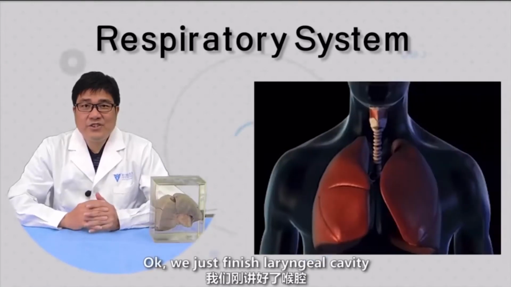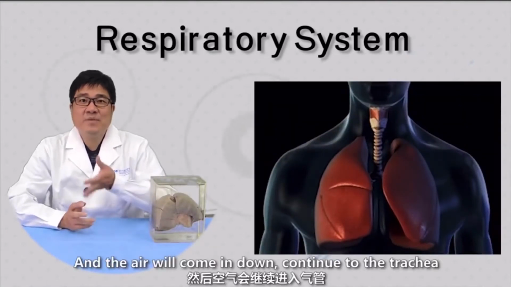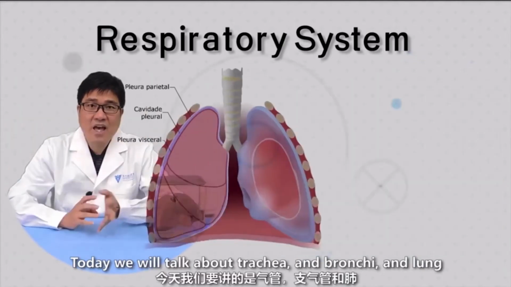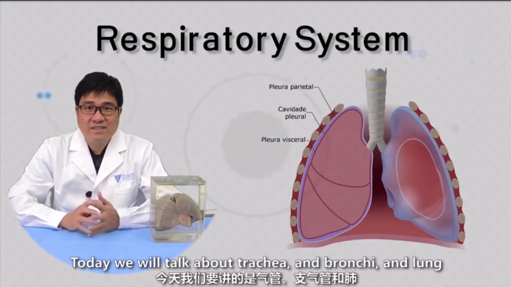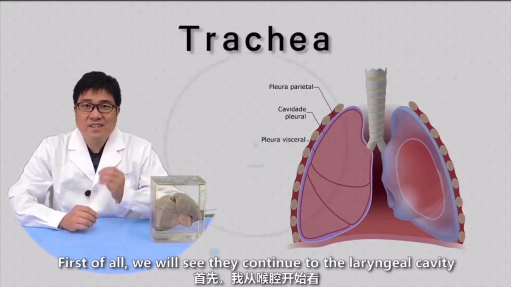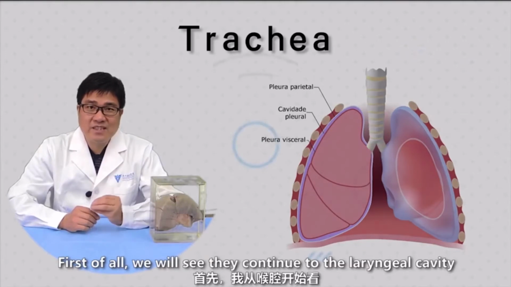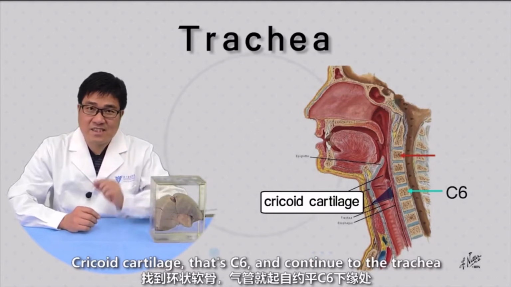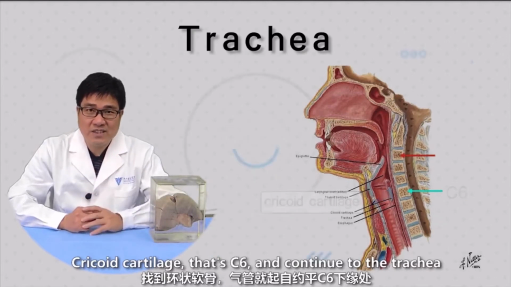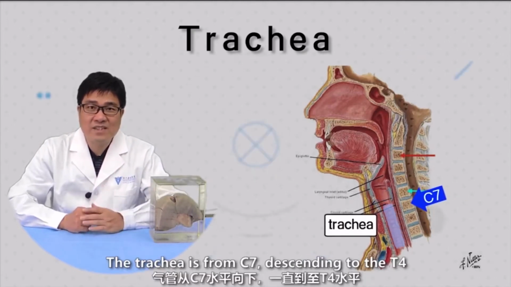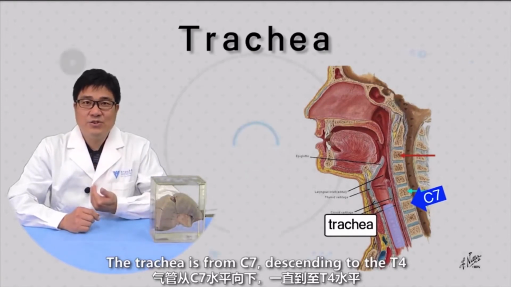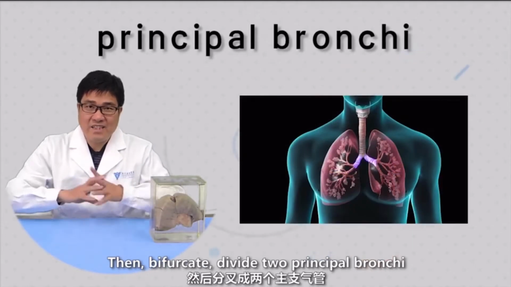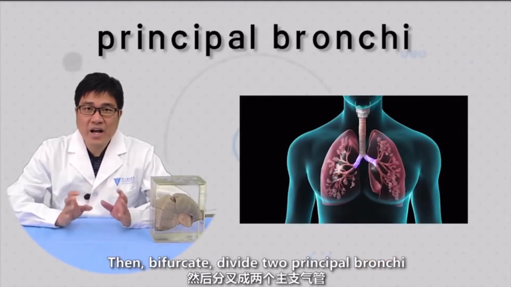Okay, we just finished the laryngeal cavity, and the air comes down and continues to the trachea. So today I will talk about the trachea, bronchi and lung. First of all, we continue from the laryngeal cavity. The cricoid cartilage is at C6, and it continues to the trachea. The trachea runs from C7 descending to T4, then divides into the principal bronchi.